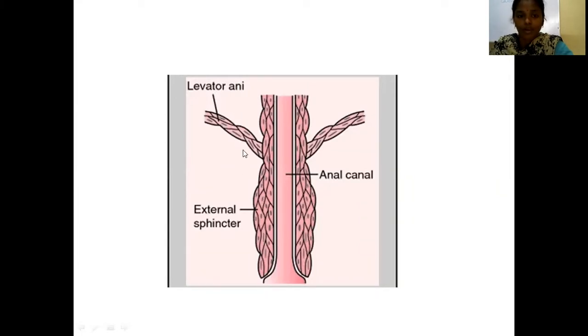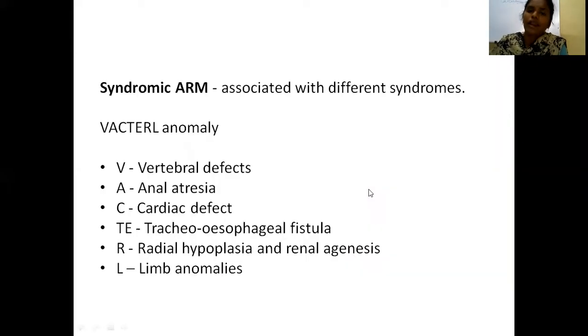If it is below the level of puborectalis or levator ani, this includes low anorectal malformations like anocutaneous fistulas, anovaginal fistulas, anal stenosis. So this is the classification for the anorectal malformations, the Wingspread classification, the earliest and most commonly used. There are other classifications like syndromic and non-syndromic and some like Pena's classification.